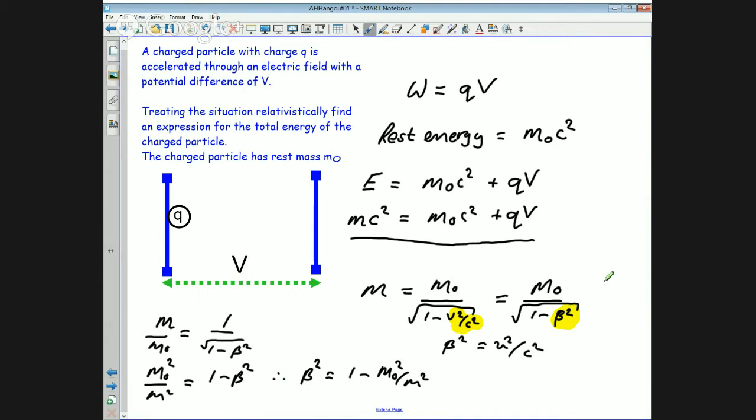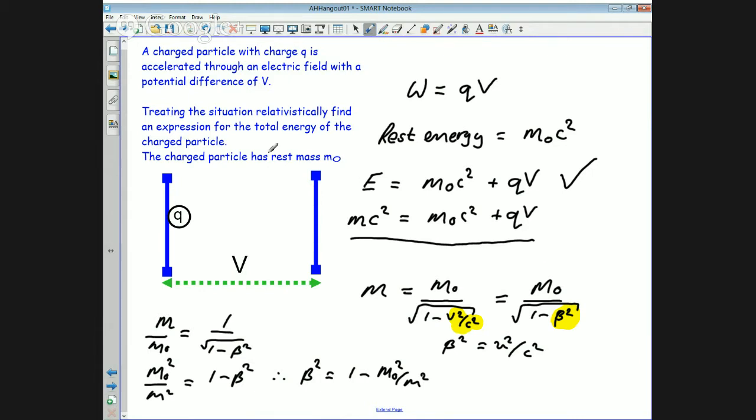But the main part of this problem is that if we have an electric field and we have a charge moving through the electric field, the field will do work on the charge, but if we talk about it relativistically, we have to add on m naught c squared onto the work done by the field. So that's one particular equation you have to learn to explain and to understand.